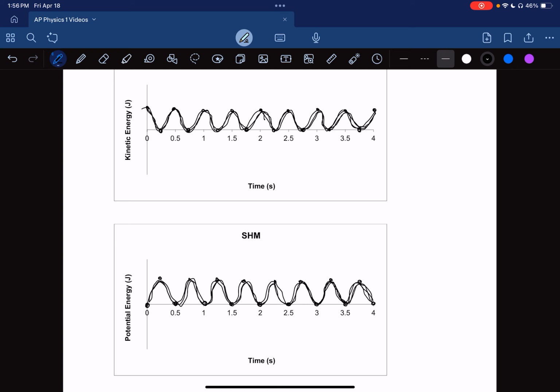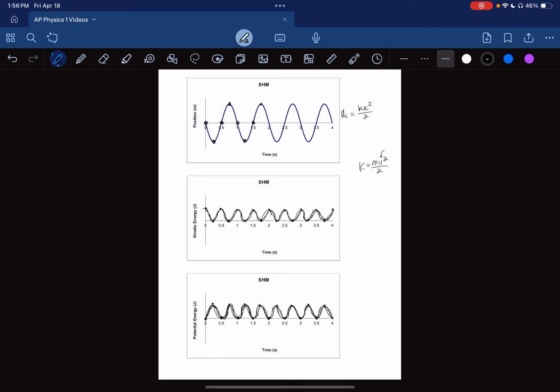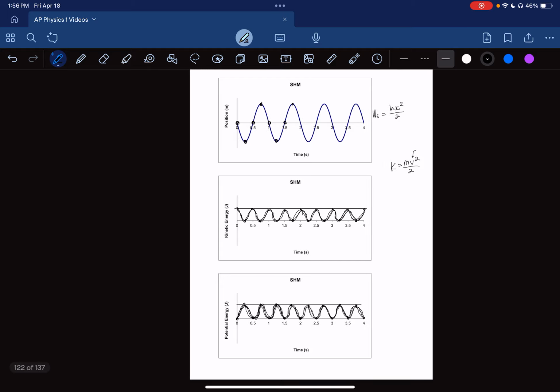You can't tell, but I do have a higher expectation for you when you draw these. It is much easier on paper, so do a better job than what I'm showing you here. You should notice that these two graphs are flipped, right? And they should be. The mechanical energy is that one. That's the mechanical energy.